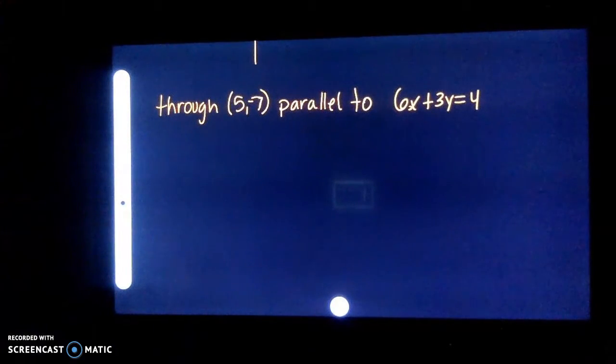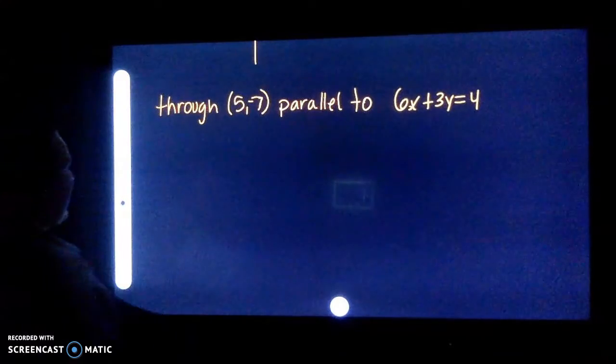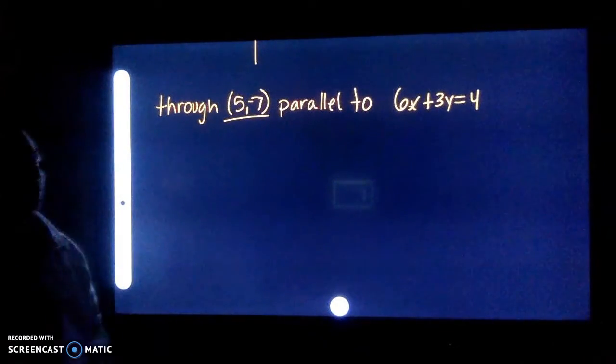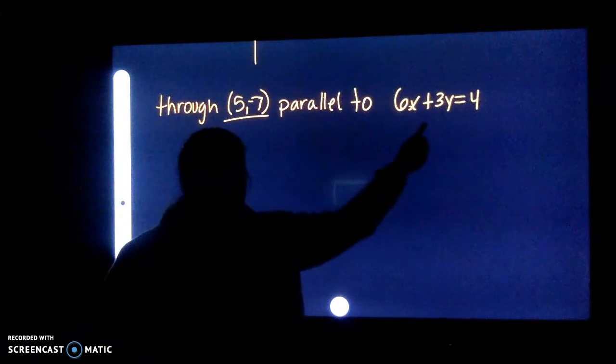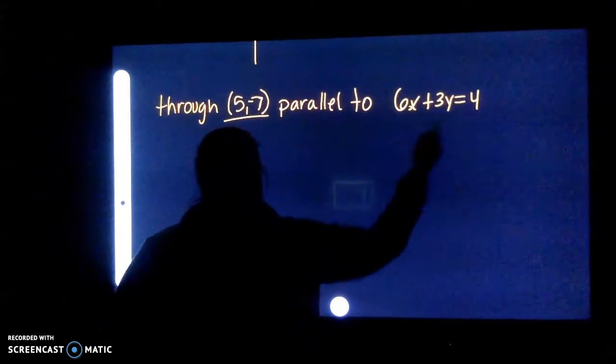I'm just going to do point slope form because it's going to be easiest. I have the point, but I need to find the slope. Well, I know that my line is going to be parallel to that line, so I need to figure out the slope of this line right here.